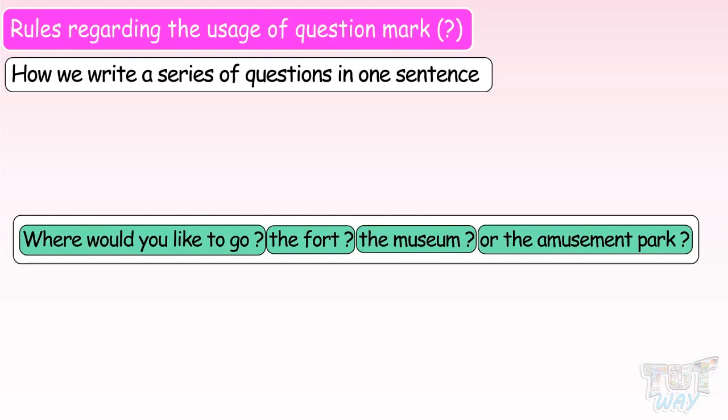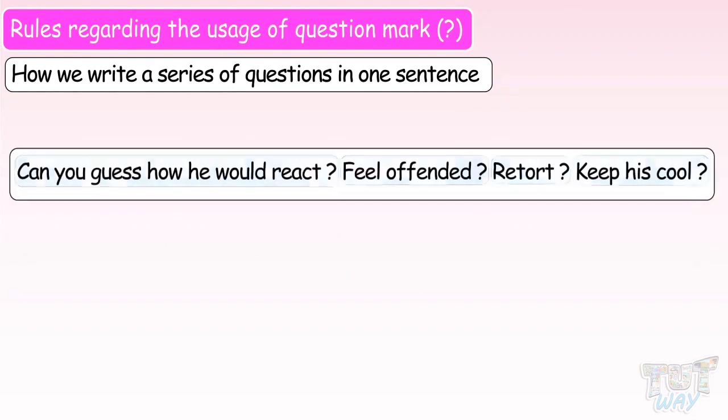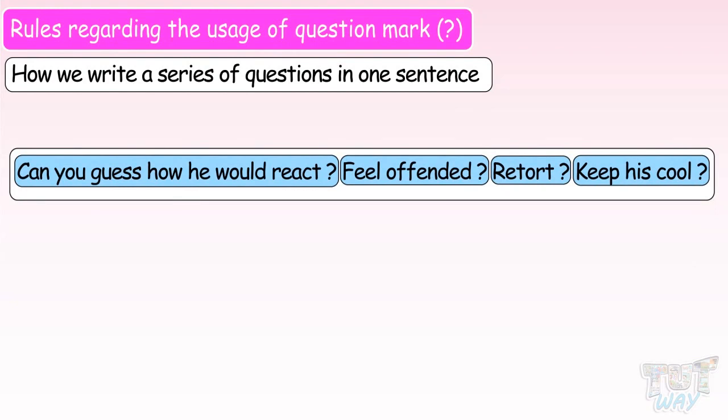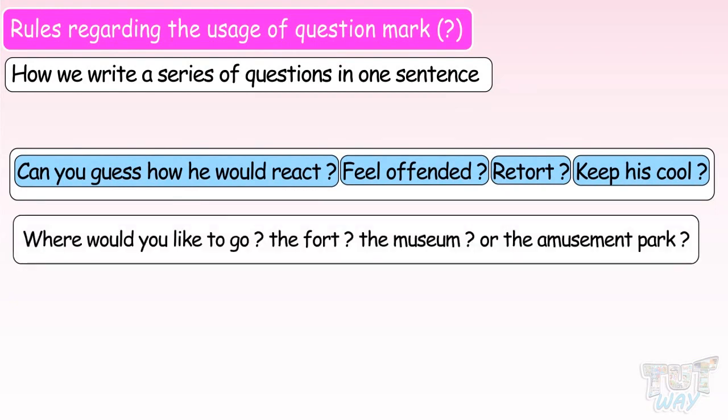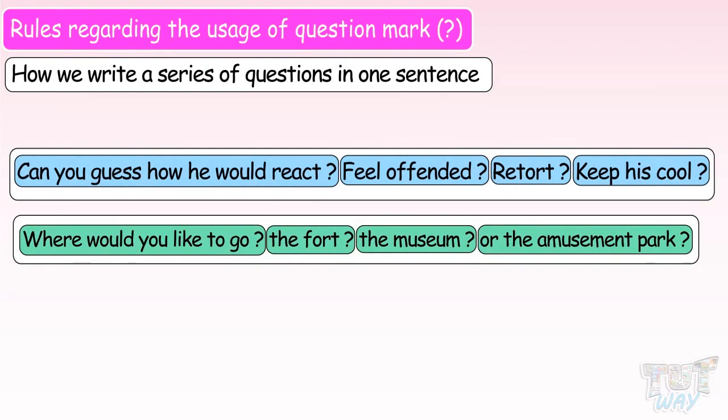Where would you like to go? The fort, the museum, or the amusement park? Here again, many questions are joined to make a single sentence, and each question ends with a question mark, and no comma is required to separate the questions. Question marks are giving the desired pause in the sentence. Also, you can see in some sentences, we have capitalized every question in the sentence. And in some sentences, we have not capitalized any question in the sentence, so it's optional.